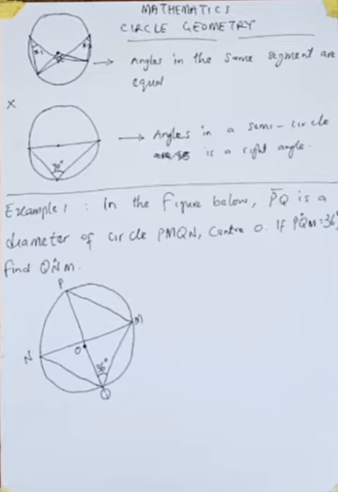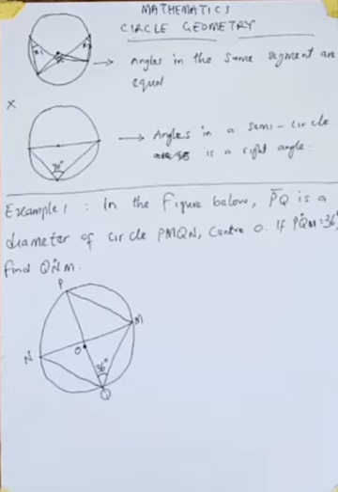Today's class is going to be the continuation of that earlier class, which talks about two additional theorems. The first one talks about angle in the same segment, and the other one illustrates the case of angles in a semicircle. I'm going to begin with the one talking about angle in the same segment.